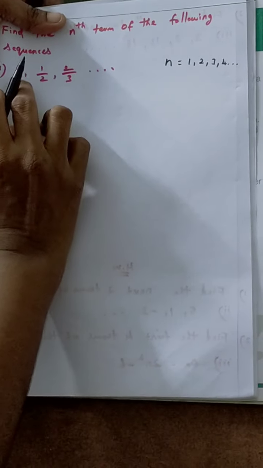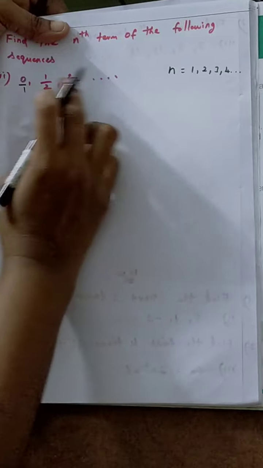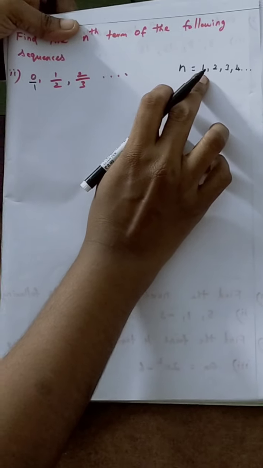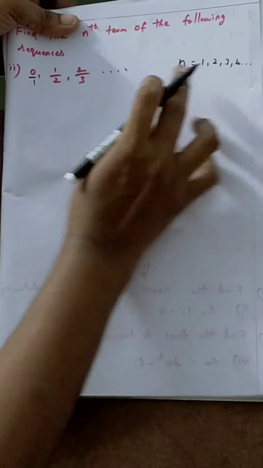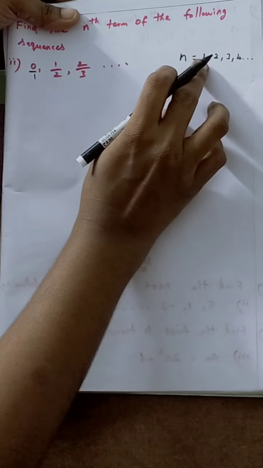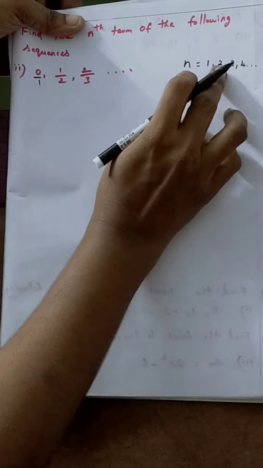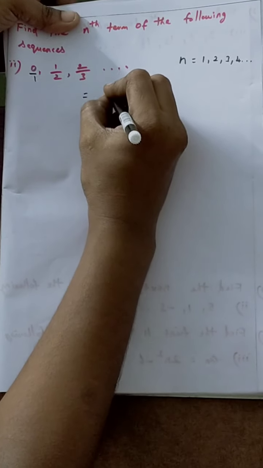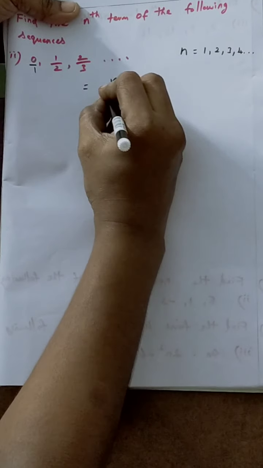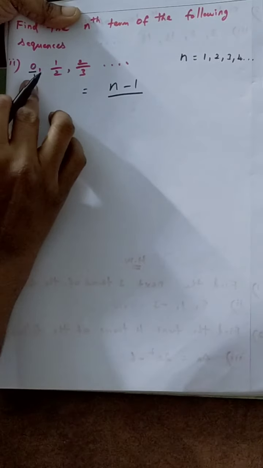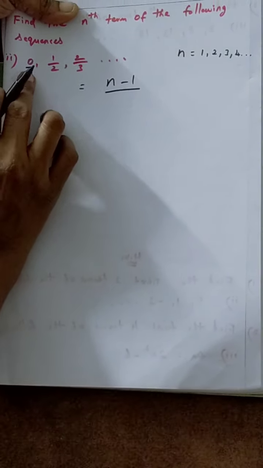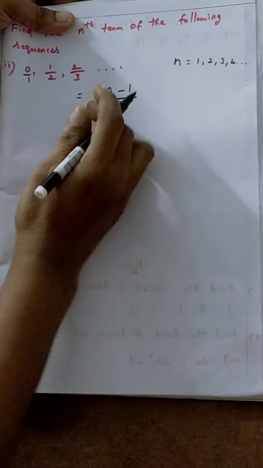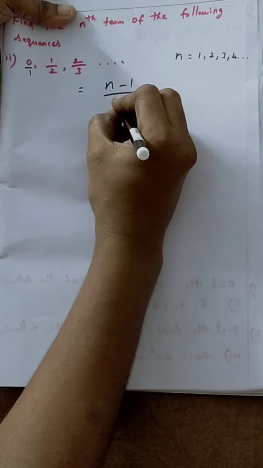Okay, see the numerator term. First value is 0. So normally, first value, substitute the value 1. So 1 more number you subtract, the answer is 0 only. So 1 minus 1 equal to 0. See the next value is 2, 2 minus 1. So in the numerator you can apply n minus 1, divided by, see the denominator, first value is n equal to 1. Second value is n equal to 2. Third value is n equal to 3. So n minus 1 divided by n.